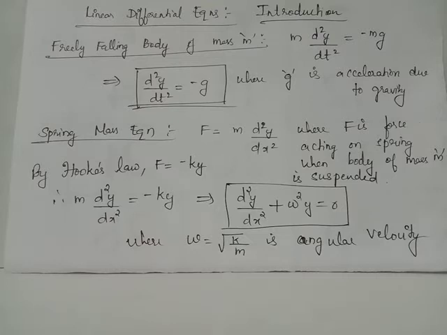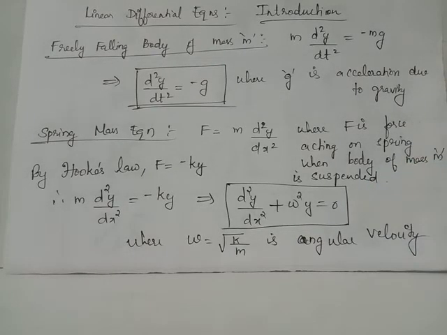For example, in this equation, the highest order derivative is d square y by dt square. Hence, the order of the differential equation will be 2. Since the power of this highest order derivative is 1, this equation is of degree 1. If you consider the second equation, here the highest order derivative is d square y by dx square. Hence, the order of the equation will be 2. Since the power of the highest order derivative is 1, the degree of this differential equation will be 1.